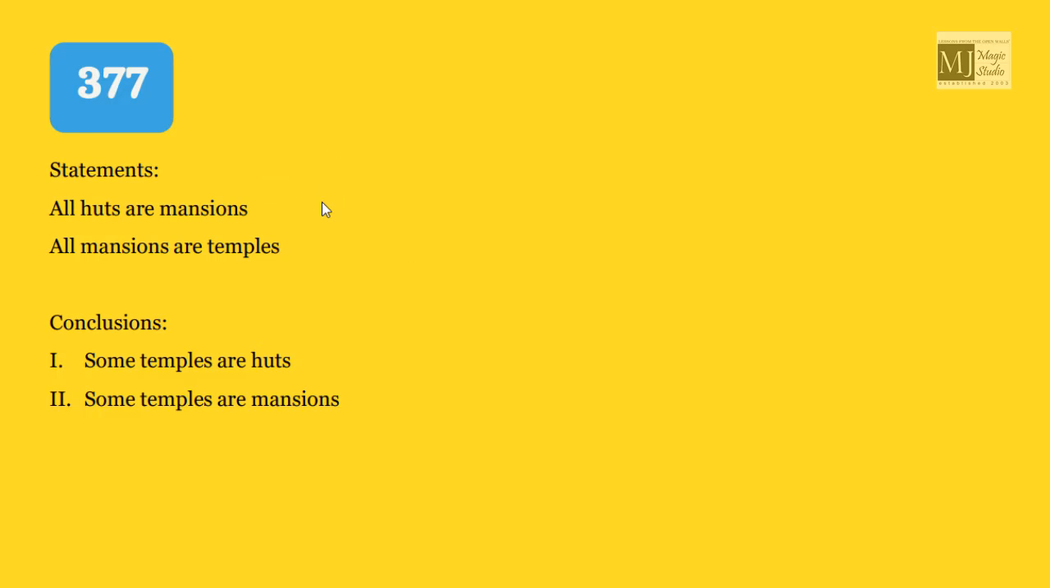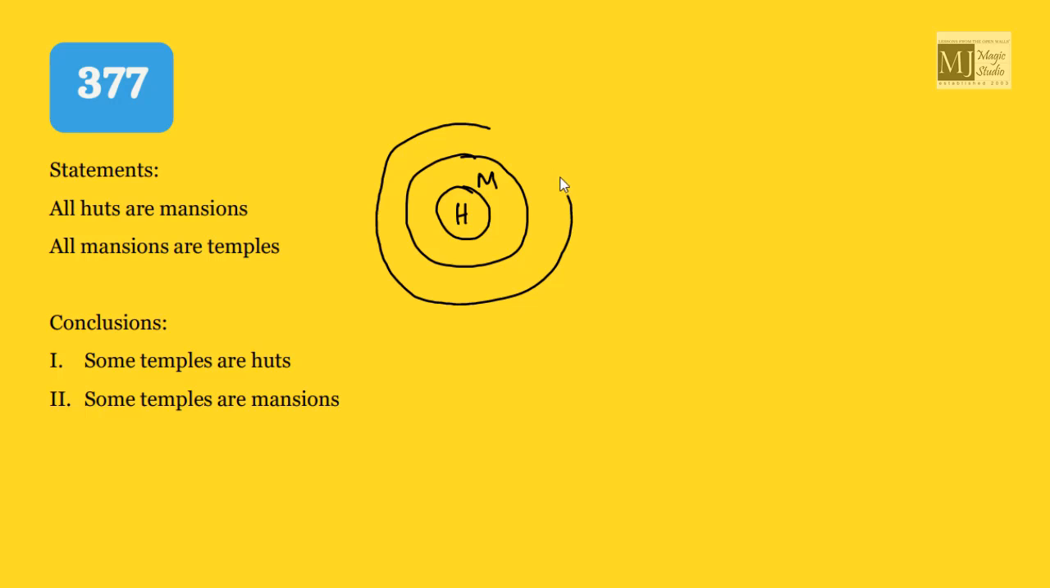The best way to solve questions pertaining to deductive logic is if we can draw Venn diagrams for the statements given. All huts are mansions. That means we have huts. All huts are mansions, and all mansions are temples. That means mansions are a subset of temples. This is the only Venn diagram which we can draw.